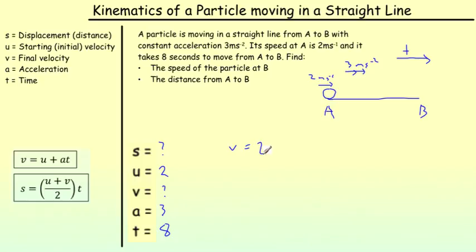So it's going to be 2 plus AT. A is 3 and T is 8, so it's going to be 2 plus 3 times 8. So that's going to be 2 plus 24, which is 26, and it's velocity, so that's going to be meters per second. So V is equal to 26 meters per second, and that's the first part of the question done.